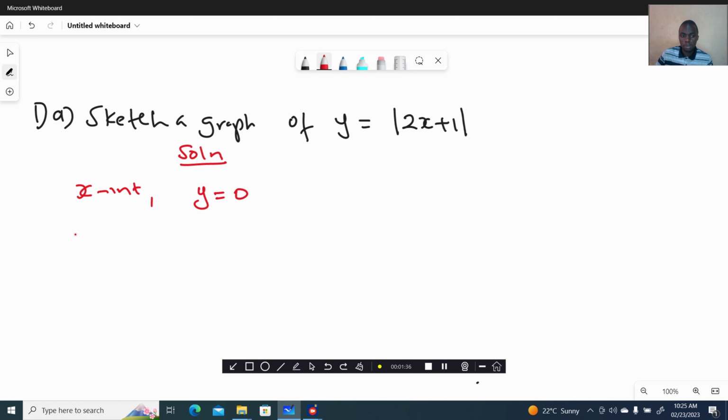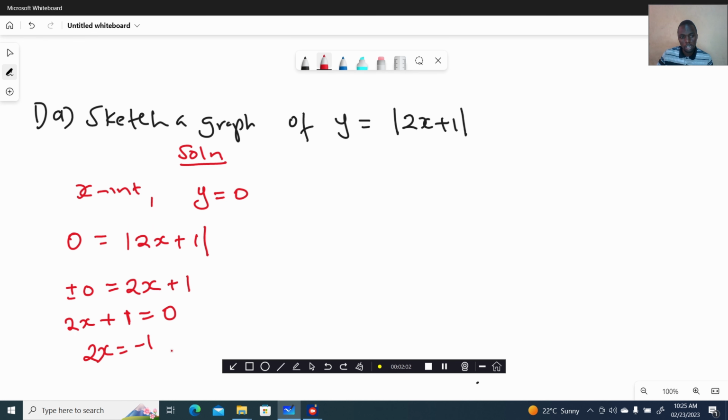So we can substitute, we have 0 equal to modulus of 2x plus 1. When you're solving for this, you can either have plus or minus, so you can remove the modulus sign so that you can have 2x plus 1 equal to 0. If you solve for x, you'll get 2x equal to negative 1, which gives you the value of x to be negative 1 over 2. So already we have our x-intercept.